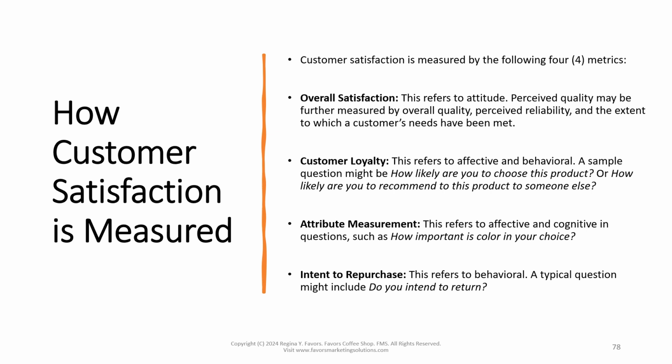So overall satisfaction, this refers to attitude. Perceived quality may be further measured by overall quality, perceived reliability, and the extent to which a customer's needs have been met. And it's very important because when I want to purchase something on Amazon, I now go straight to the reviews, and I'm looking for a consistency. If you have more people who say they love the product, it fits well, things like that, I'll go ahead and buy. But if the majority of people are saying they don't like the product, then there's a quality issue.